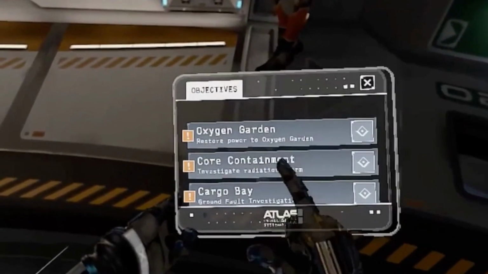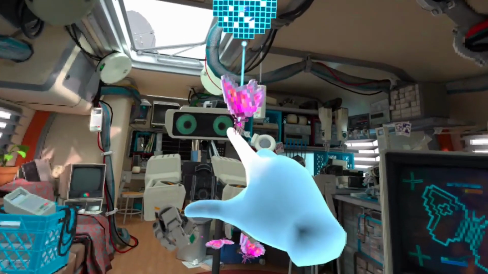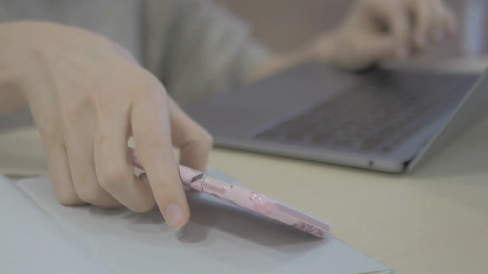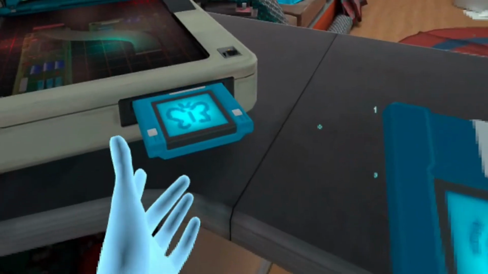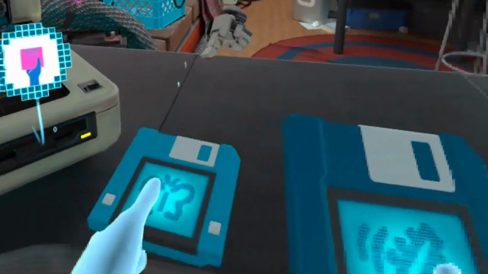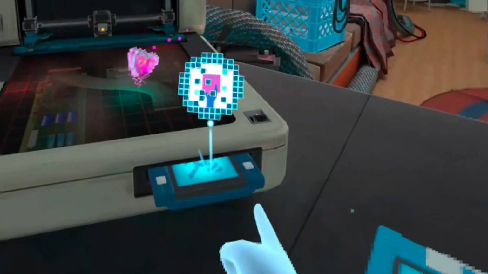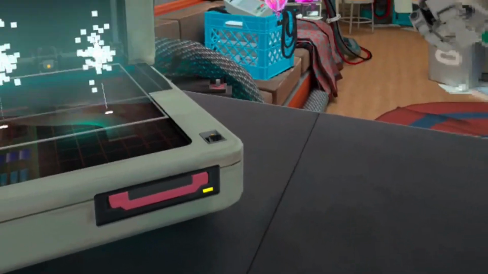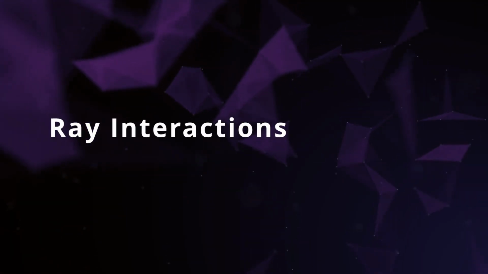buttons, and touching panels. The benefit of using direct interactions for digital objects is that it feels more natural than ray interactions. This is how we interact with objects in the real world, so our brains expect to be able to manipulate 3D objects in digital space the same way. The problem comes in when you have objects that are further away and you can't reach them. That's where ray interactions come in.